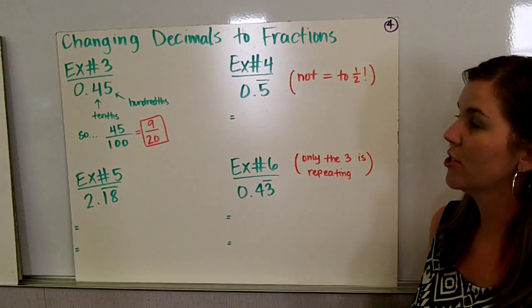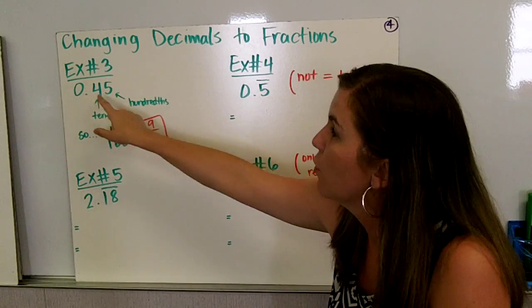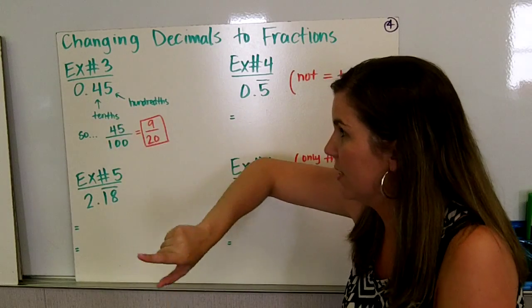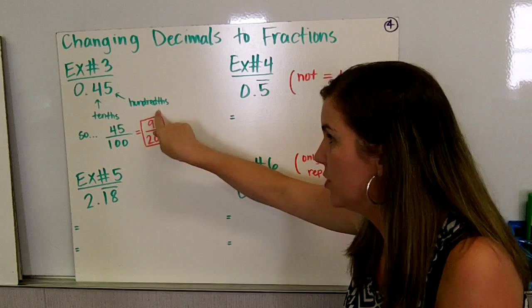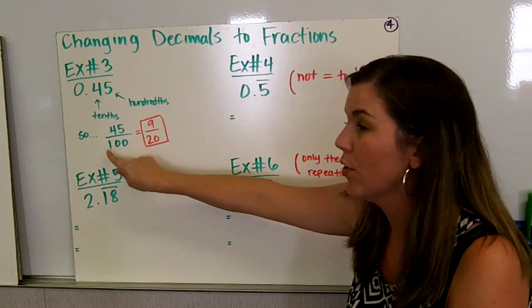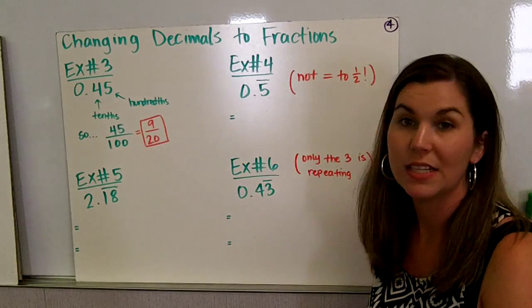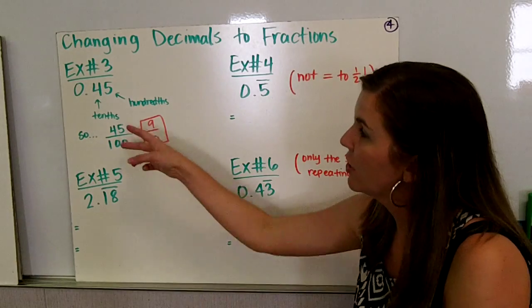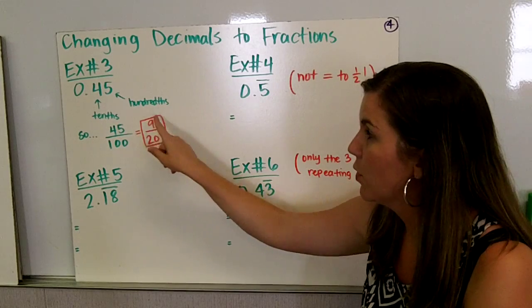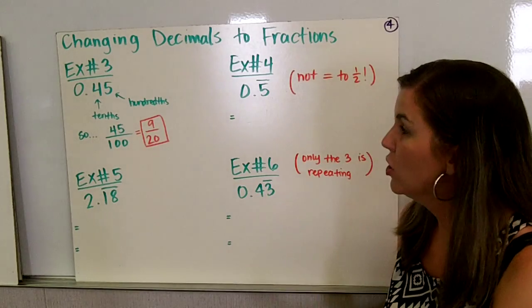Changing decimals to fractions. In example 3, we're given 0.45, 45 hundredths. This is the tenths place, this is the hundredths place. So we say 45 hundredths. That means the same thing as 45 over 100, or 45 divided by 100. Now you can just reduce this. Both of these are divisible by 5. 5 goes into 45 9 times, 5 goes into 100 20 times.